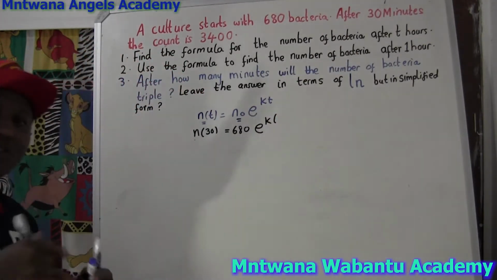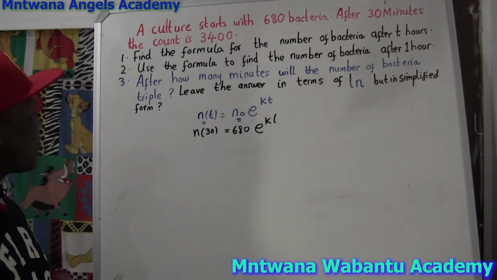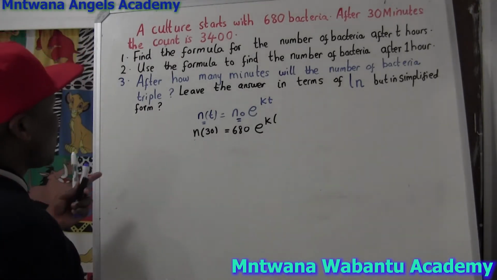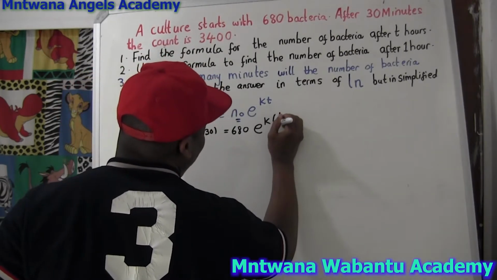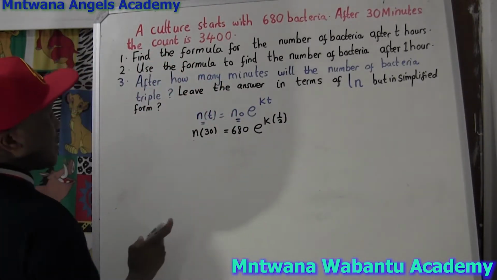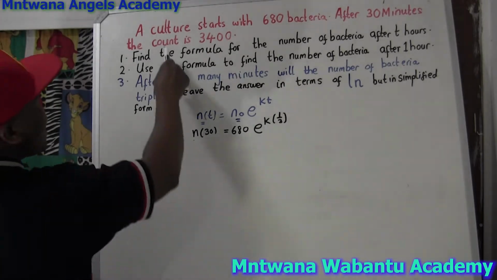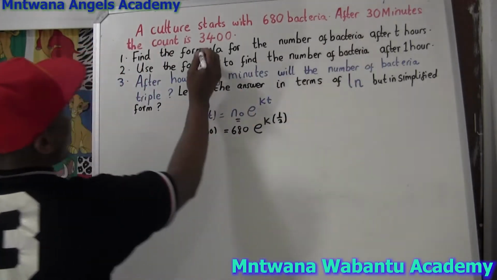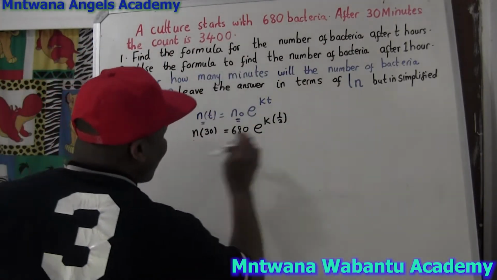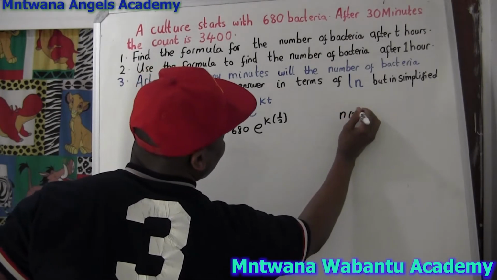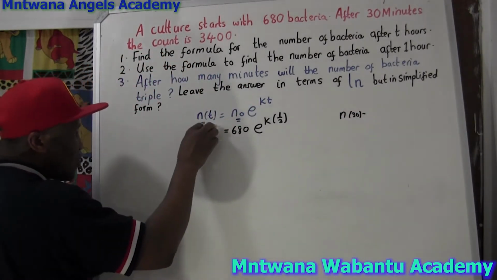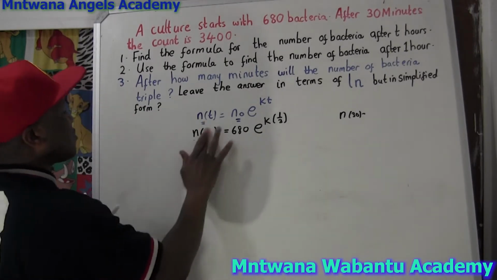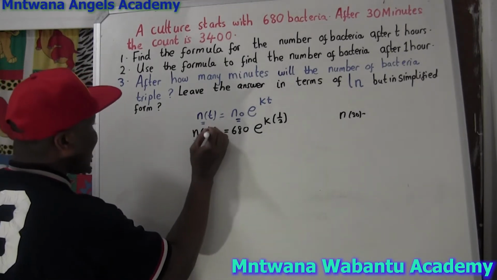So now change your minutes to an hour. Change your minutes to an hour. So 30 minutes is half an hour, or 0.5. So let's say culture count. After 30 minutes, we got this. So n of 30 minutes, or half an hour. Let's say half an hour because we changed to hours. So it's 0.5 or half an hour.